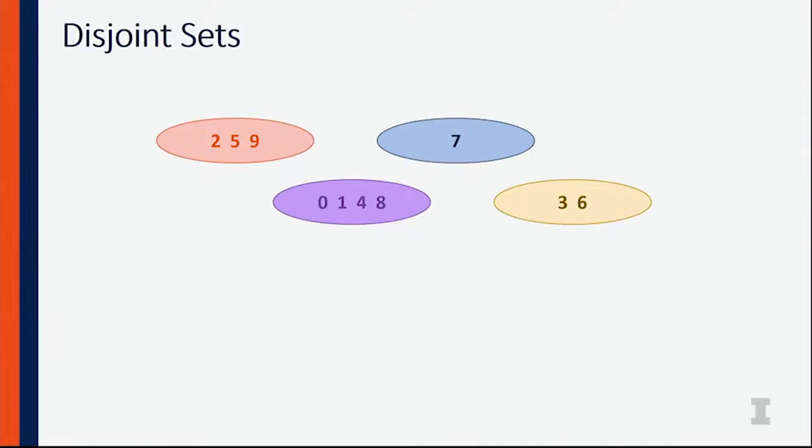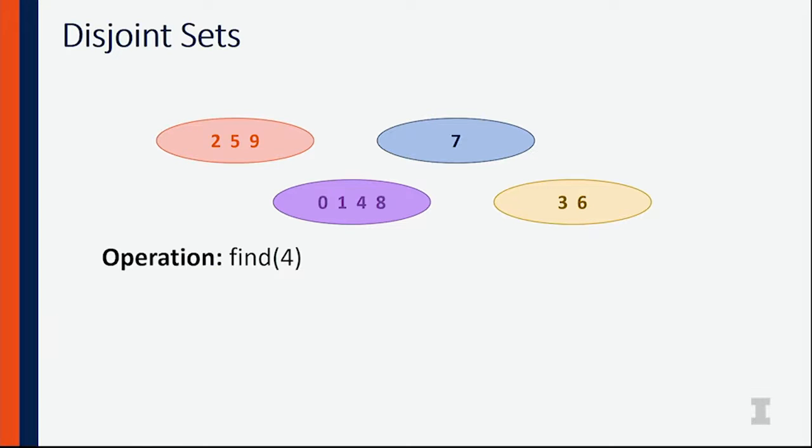So here are 4 disjoint sets. We have one set that contains the elements 2, 5, 9, another set that contains the element 7, another set with the elements 0, 1, 4, and 8, and a final set with the elements 3 and 6. When we consider each of these sets, we consider every element inside of a set to be absolutely equivalent. If you're familiar with mathematics, this is saying that these elements are in an equivalence relationship with one another. As far as we're concerned, 2, 5, and 9 are completely indistinguishable.